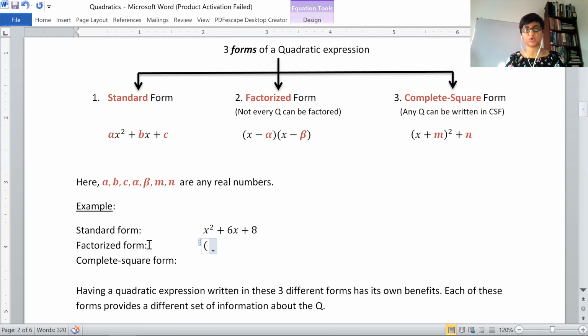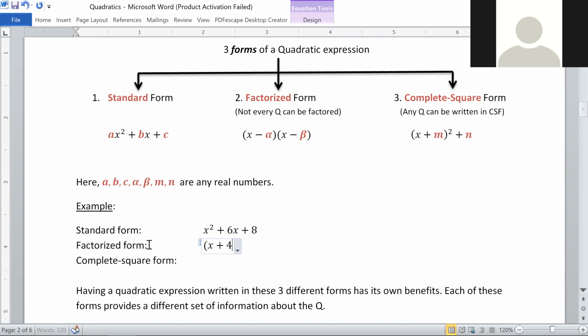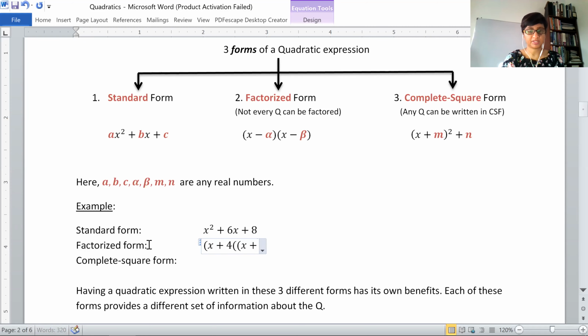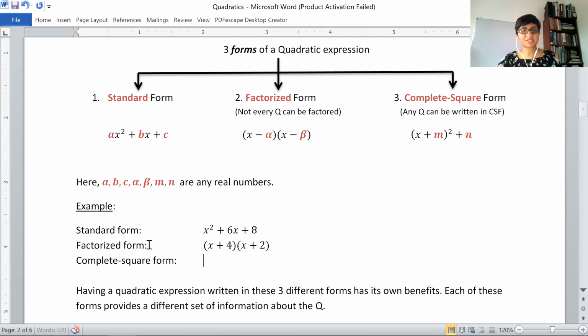I have started to write by opening a bracket. So it's x. I hope you know what to do. You think of two factors of, let's see, what the factorized form should look like. You have to think of two factors of 8 that add up to plus 6. Two factors of plus 8 that add up to plus 6. That would be plus 4 and plus 2. So plus 4 and plus 2. That's this quadratic in factorized form, right? Then complete square form.